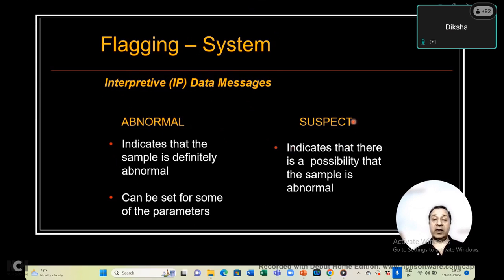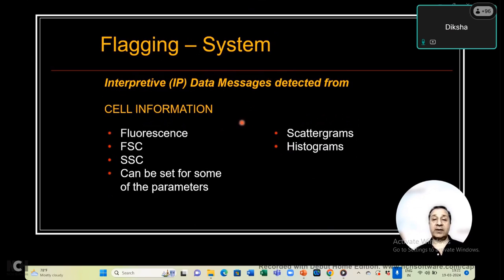And on the other side, you have these suspect flags, which are actually able to indicate that there is a probability of some issue within the sample which needs to be taken care of. Where do we collect these interpretative data messages from, or where are they detected from? They are detected from the cellular information which is gathered either on the fluorescence or on the forward and the side scatter. You can also set them up for certain parameters.